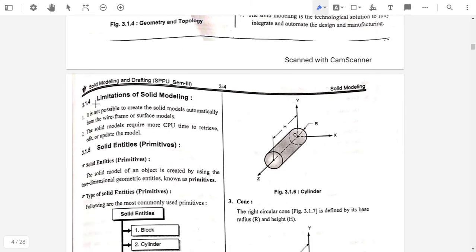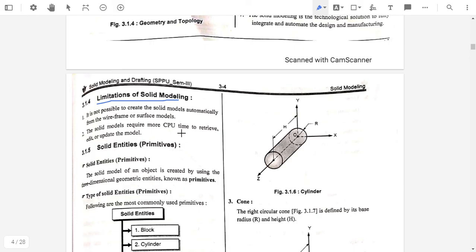Now we will discuss the limitations of solid modeling. One limitation is that it is not possible to create the solid model automatically from the wireframe modeling and the surface modeling. So it is a disadvantage of solid modeling, because if we design any object in a wireframe model or in a surface model, that cannot be converted into a solid model. Also, the solid model requires more CPU time to retrieve, edit and update the model.